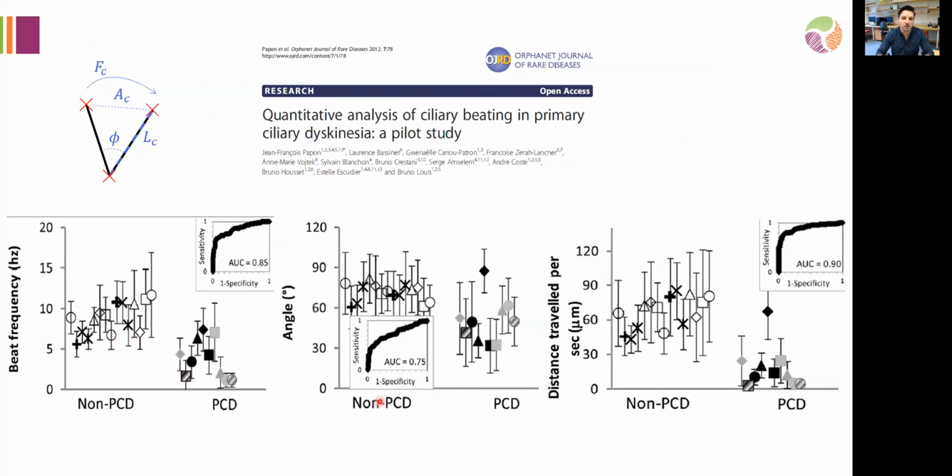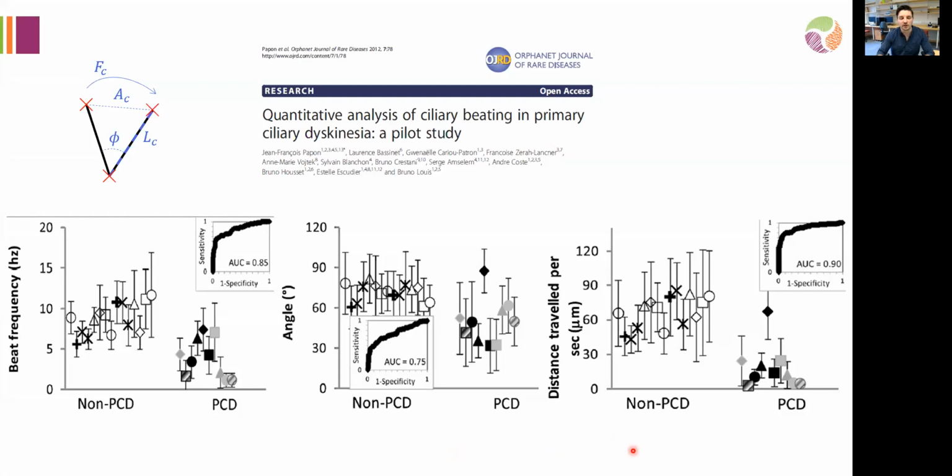The result of this paper showed that ciliary beat frequency, but also the angle or the distance traveled per second, were parameters that showed a difference between non-PCD and PCD patients. And the distance traveled per second weighted by the percentage of beating cilia was a better parameter to classify inconclusive diagnoses between non-PCD and PCD.